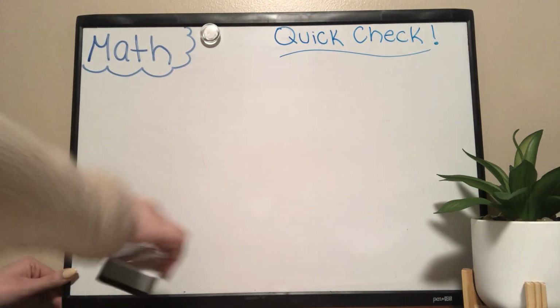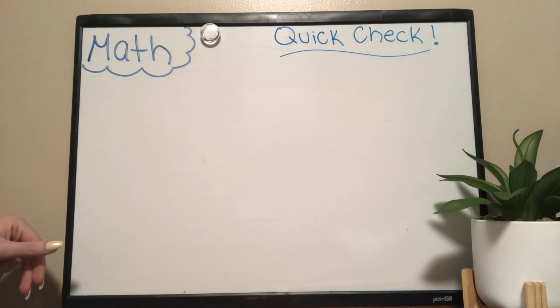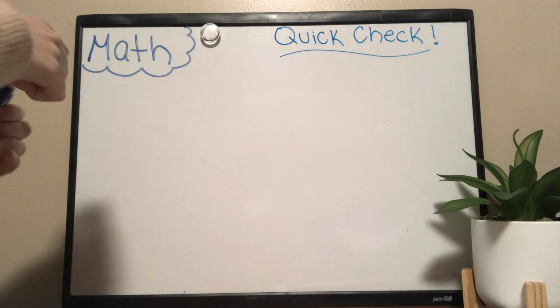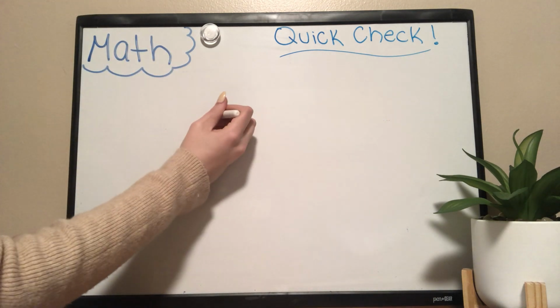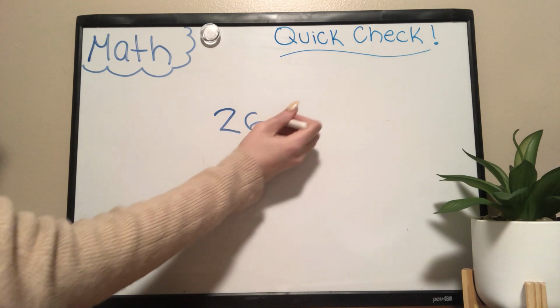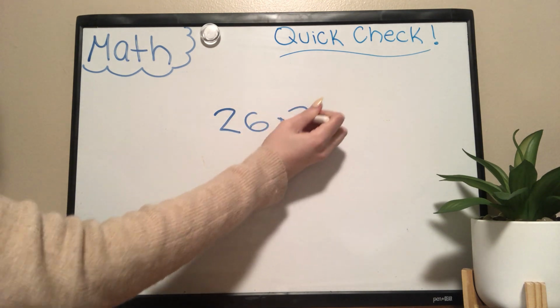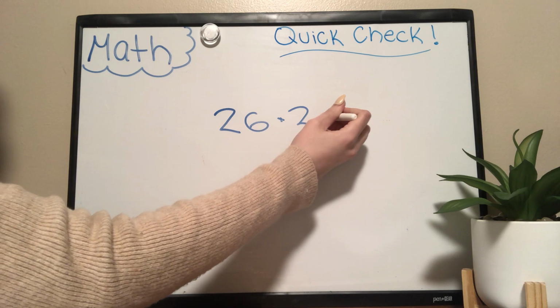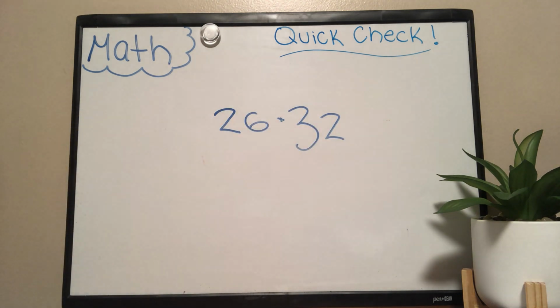One more estimating. Let's do something a little bit trickier. Let's do 26 plus 32. I know that's a really big 3. Just go ahead and live with it. 26, plus 32.